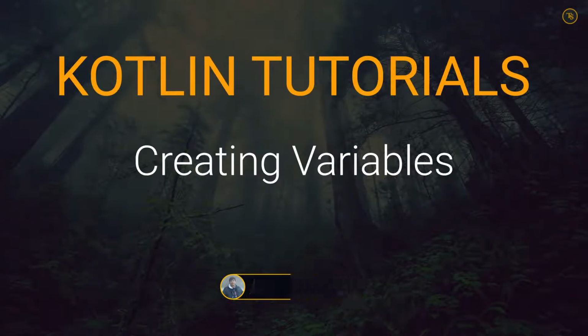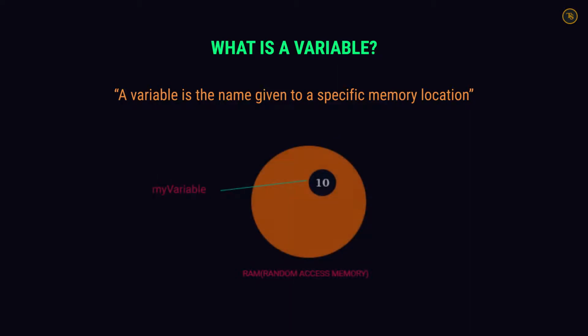In this video, I am going to explain about the variable in Kotlin. So without any further delay, let's start. So the first question, what is a variable? Let's first understand it. A variable is the name given to a memory location. This memory location can contain any type of data and a variable is an identifier for that particular memory location.